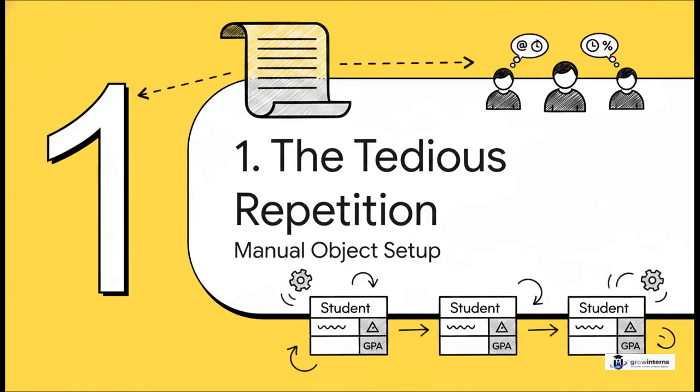All right, let's start with a problem I bet you've all run into. Imagine you need to represent a student in your program. You probably make a simple student class, right? Something with a name, an age, and a GPA. It's a pretty straightforward blueprint.